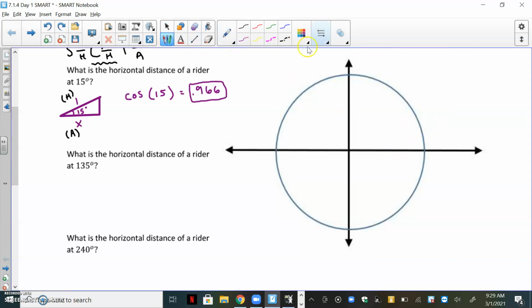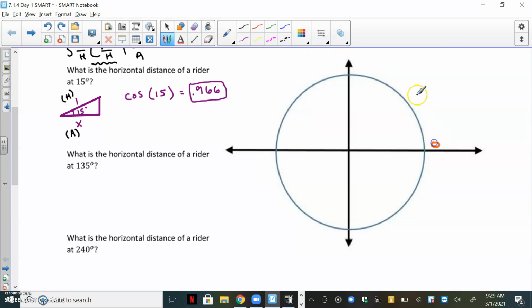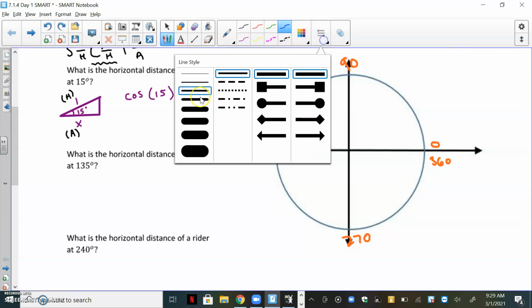All right, so now we want to know the horizontal distance of a rider at 135 degrees. Now, of course, I should have done this in the very beginning, but it's good to always label your unit circle. I said this last week, and I'm going to continue to say it. These 5 points, you should always start by labeling. It's way easier to work from there.